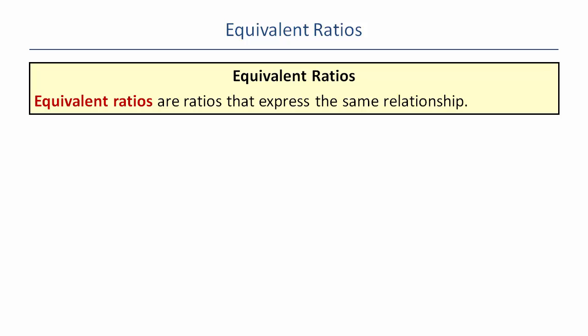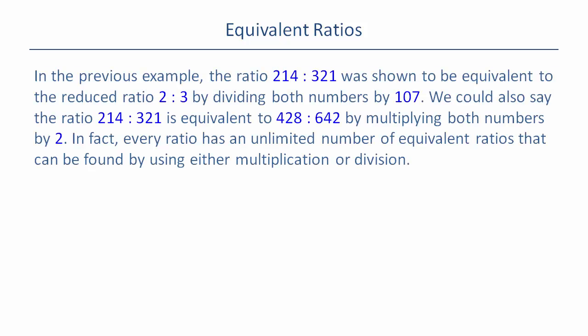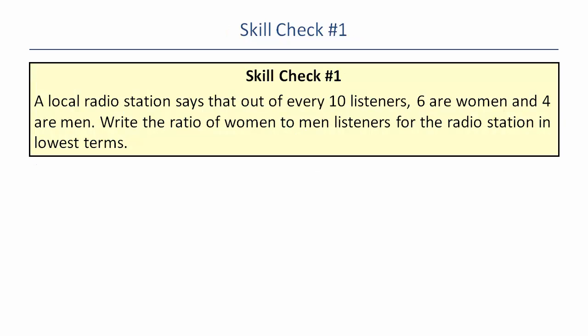Equivalent ratios are exactly what they sound like. They just express the same thing, which is what we saw in the previous example, where all of those ratios were equivalent because they all reduced back down to the same 2 to 3 ratio. And that's what you always want to do, is reduce them down to their lowest equivalent ratio. Try this skills check, see if you can reduce it down and write the ratio of women to men in lowest terms. And of course, 6 to 4 both reduce by 2 and give you 3 to 2.